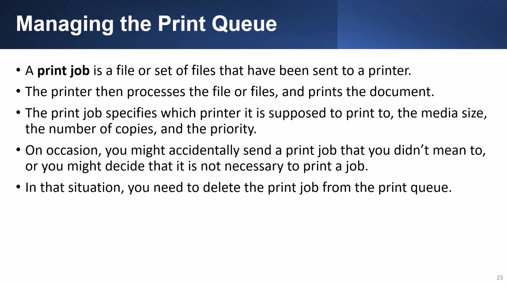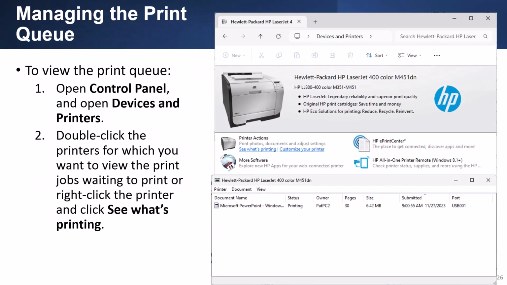On occasion, you might accidentally send a print job that you didn't mean to, or you might decide that it's not necessary to print a job. In that situation, you need to delete the print job from the print queue. To view the print queue, open Control Panel and open Devices and Printers. Double-click the printer for which you want to view the print jobs waiting to print, or right-click the printer and click See What's Printing.